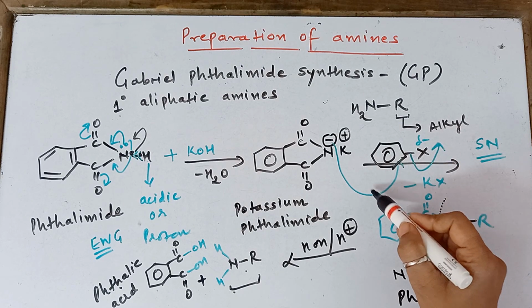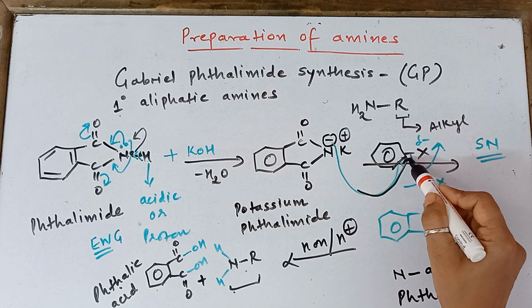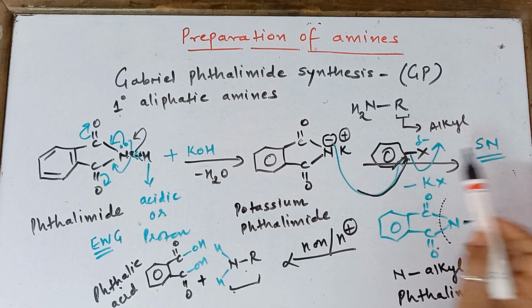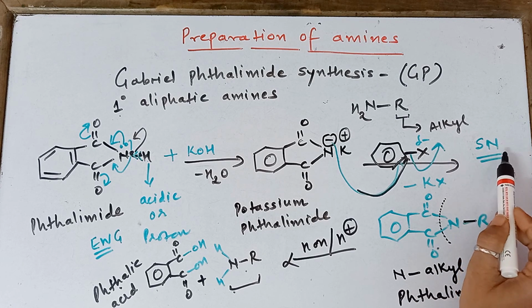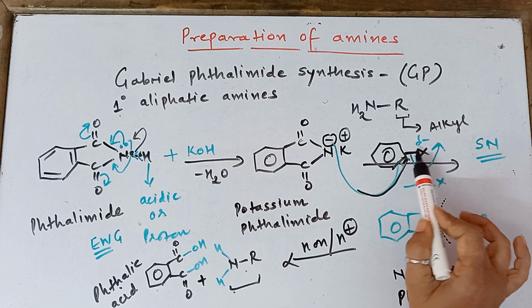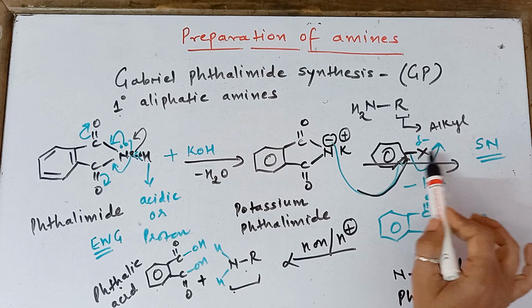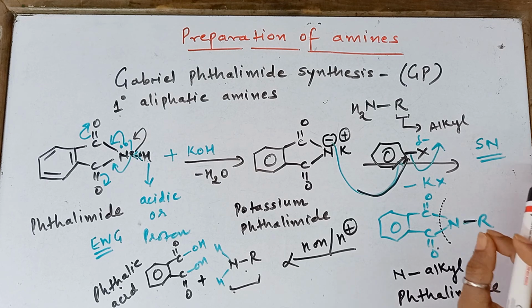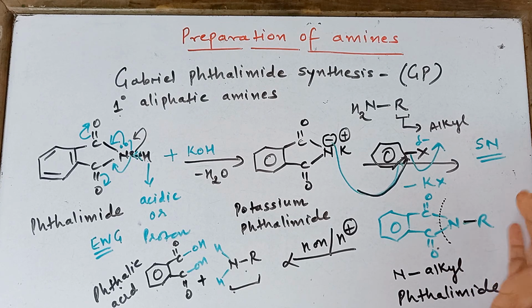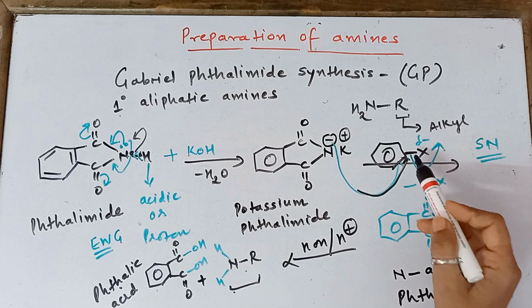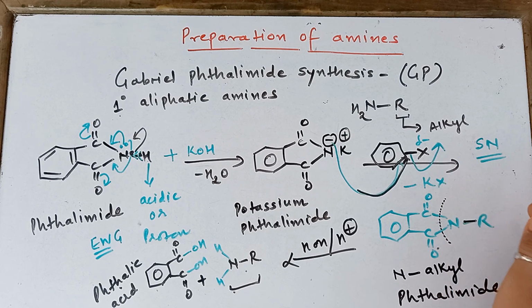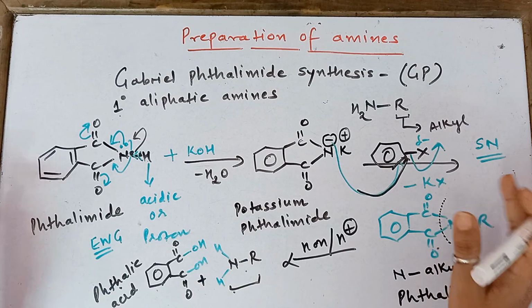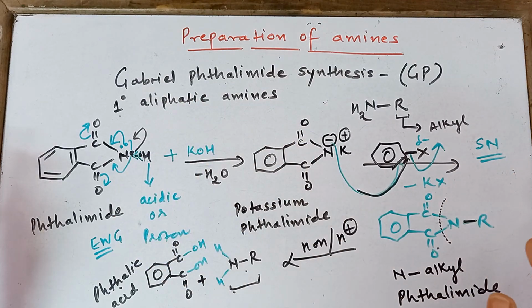And we all know very well that haloarenes, if they are attacked this way, this bond will never break. So haloarenes do not undergo nucleophilic substitution reactions under normal conditions. Due to partial double bond character between carbon and halogen atom, they do not undergo nucleophilic substitution reactions easily. So this is what we are going to write in the paper. The keywords over here are going to be partial double bond character due to resonance, and haloarenes do not undergo nucleophilic substitution reactions. So this method is only restricted to the preparation of primary aliphatic amines and not aromatic amines.